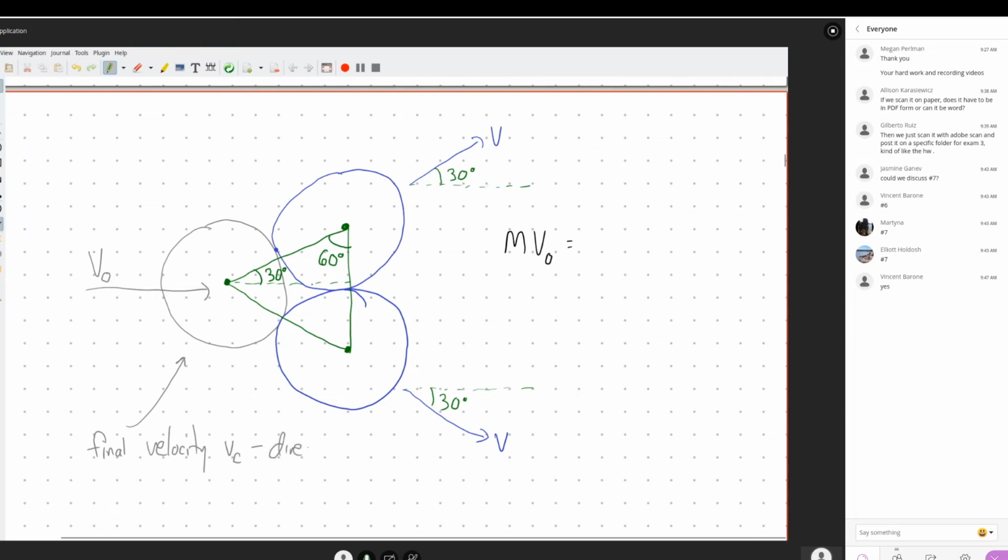And we don't know its direction. So this is the momentum in the beginning, because the only thing moving in the beginning is the cue ball. And in the end, I've got this is the final velocity of the cue ball. And then I've got the x components of the momenta of the other two balls. Actually, I'm going to write this one in orange just to keep my color coding consistent.